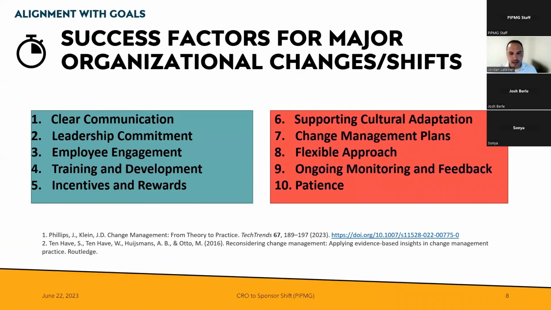So one of the things, when I joined the company, there had already been the decision to move forward or make this transition from CRO to drug developer. But many of us sometimes will join organizations where, in fact, we're going to play a key role in these organizational shifts and changes. So this is a list of my top 10 things that need to be done to ultimately ensure a successful organizational shift.